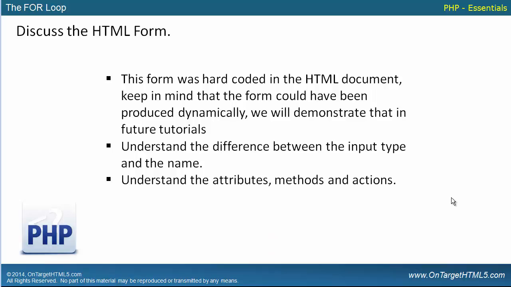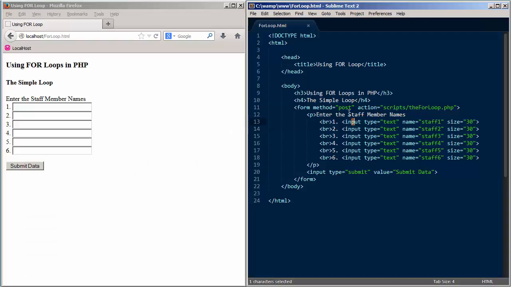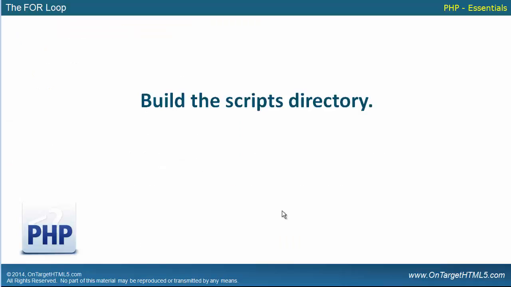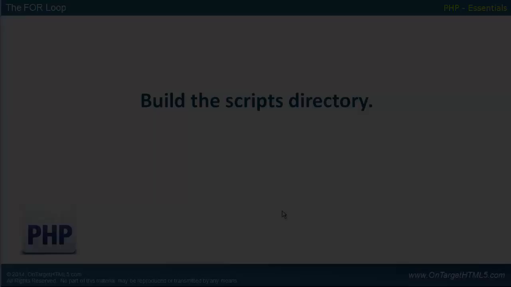And let's understand the attributes, methods, and actions, and we talked about those. Remember I told you that we have 2 attributes inside this form. We have a method attribute with post. We can usually have post or get. Normally when we're using forms, we're posting data back to a database, so they're going to be post. And the action is what's going to happen when we press the submit button. It's actually going to go into a directory called scripts, and it's going to load the forloop.php file, which we're getting ready to create. And I think we've covered most everything we need to do, so now let's go ahead and build our scripts directory and continue working with our tutorial.